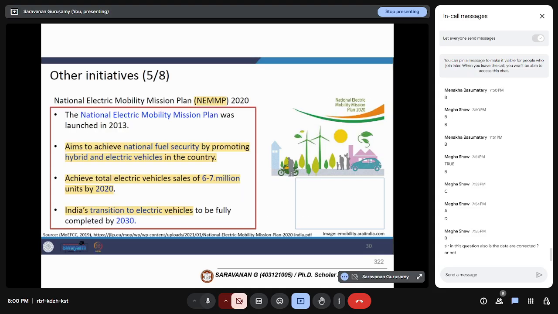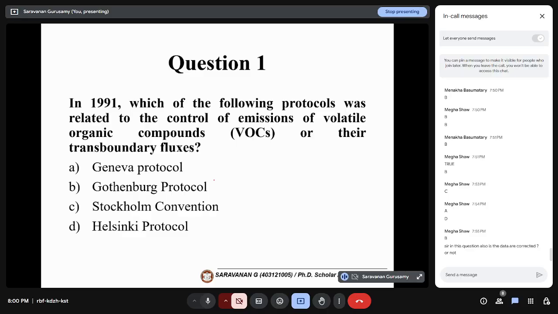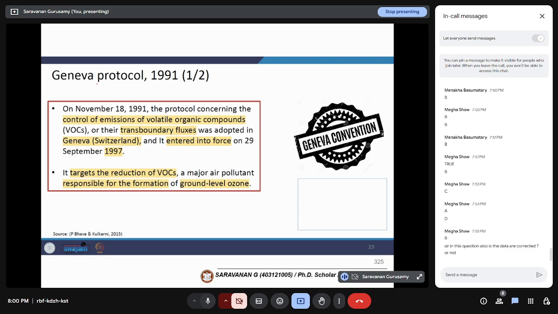So we are in the 11th week. Last week we discussed this, so I am just moving on fast. In 1991, which of the following protocols relates to the control of emission of VOCs? You all know which protocol is for what. I will share that today itself so you can recollect once. Which is for VOC? The Geneva Protocol. In 1991, it addressed the reduction of VOCs.